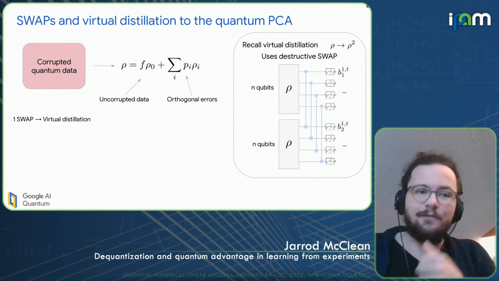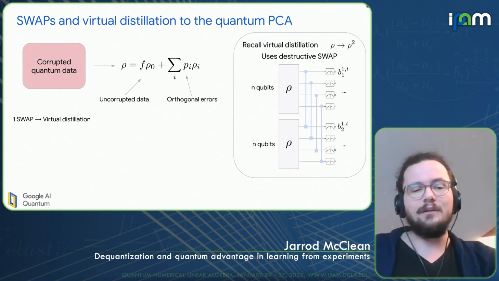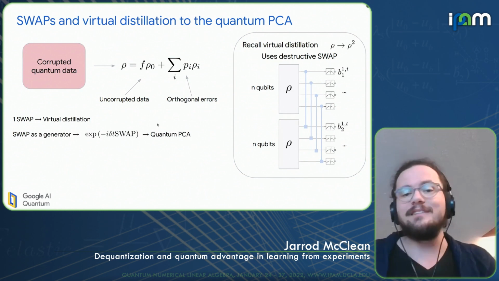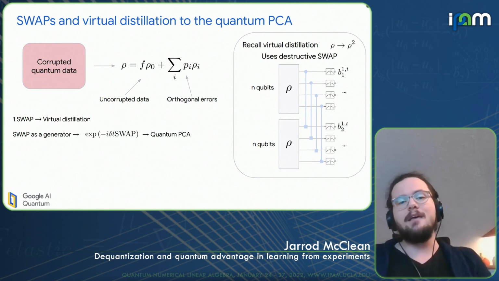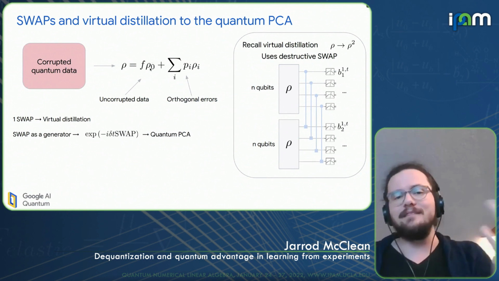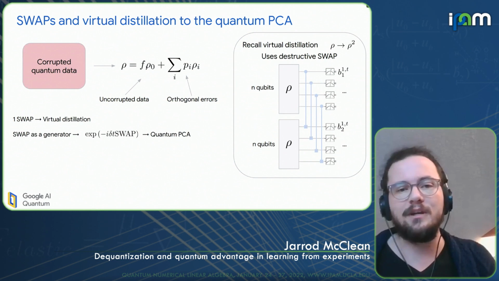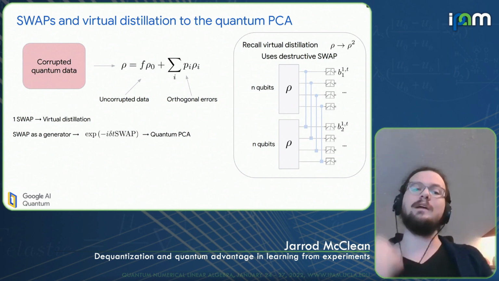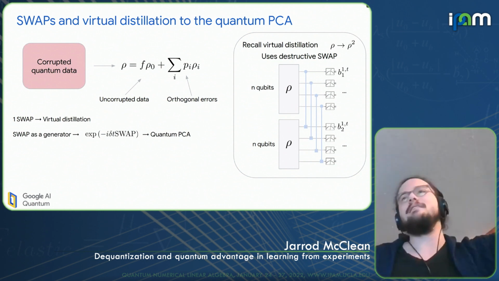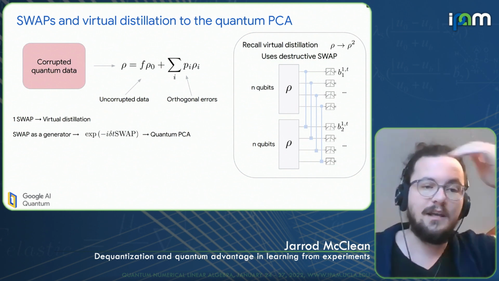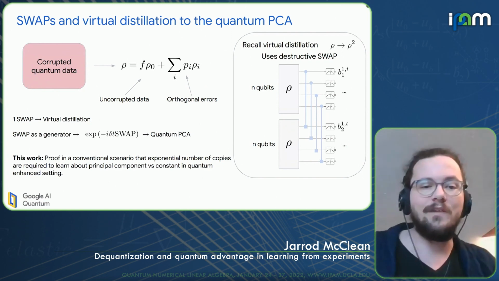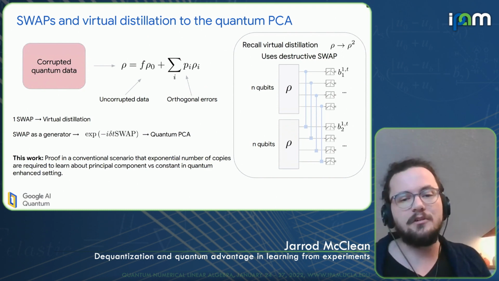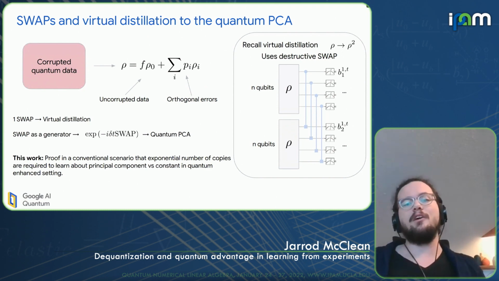And so interestingly, if you use one destructive swap, you get virtual distillation. If you use the swap as sort of a generator, you can use this as a subroutine to do a quantum PCA, meaning now I can extract this dominant singular value, or dominant principal component, which I believe to be my uncorrupted quantum state, or the closest thing I can get to it, given that an unknown state might not have any symmetries I can use in quantum error correction. So in this work, we actually proved that in a conventional scenario, you would need an exponential number of copies to learn about this principal component versus a constant number in the quantum-enhanced setting.